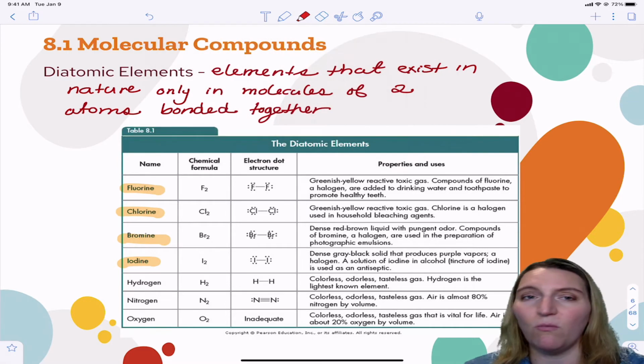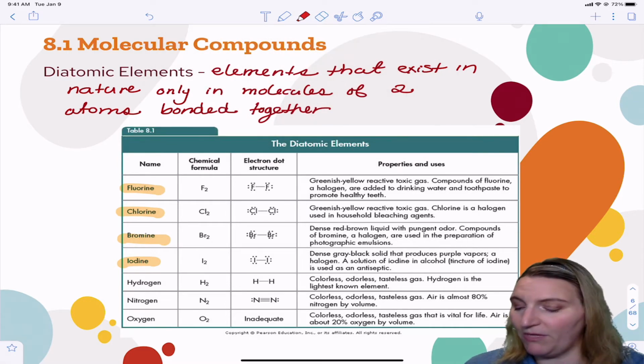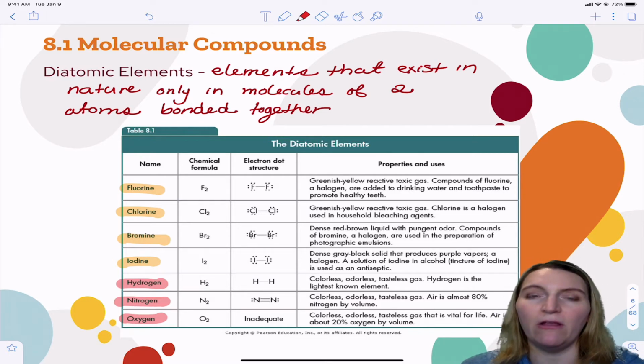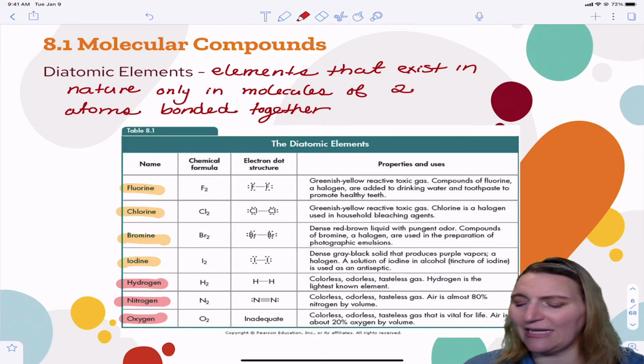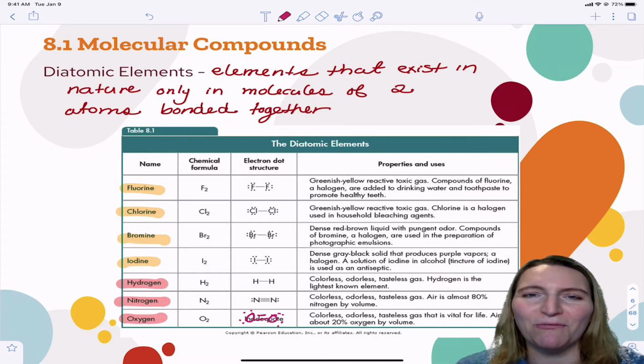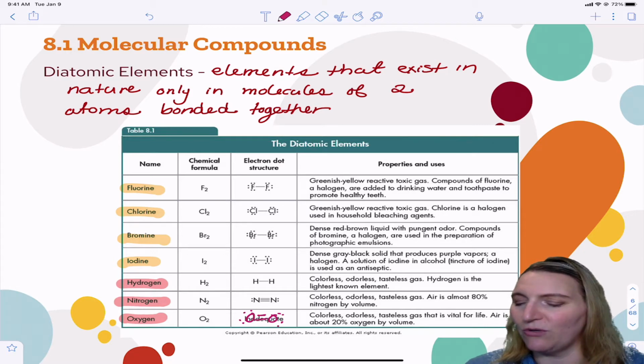And these guys are the ones that are right at the top of the periodic table. Hydrogen, nitrogen, and oxygen. They don't all just have a single covalent bond in the middle. You can see that nitrogen actually has a triple bond in the middle. Oxygen, it says inadequate. It's basically a double bond in the middle. There's some other stuff going on that we don't talk about in first year chem. That's why this says inadequate. We're going to call it a double bond and call it a day.